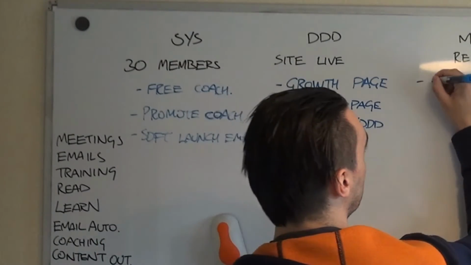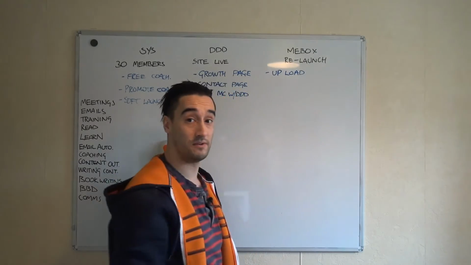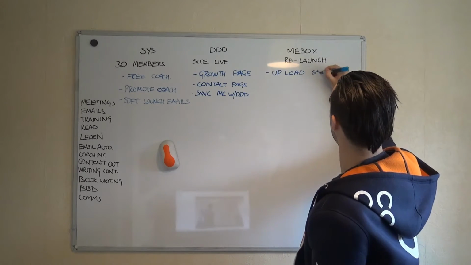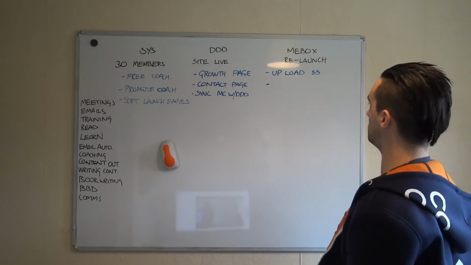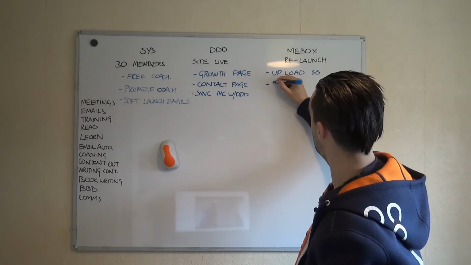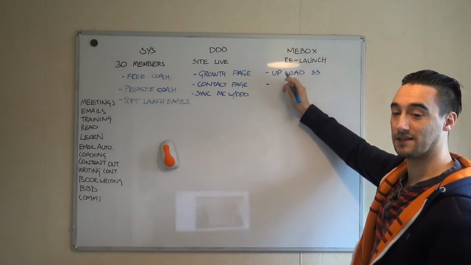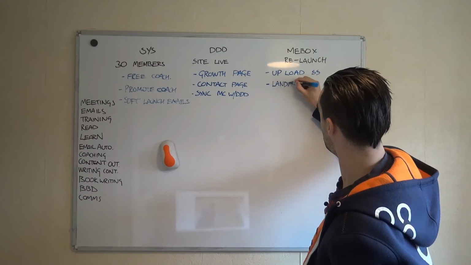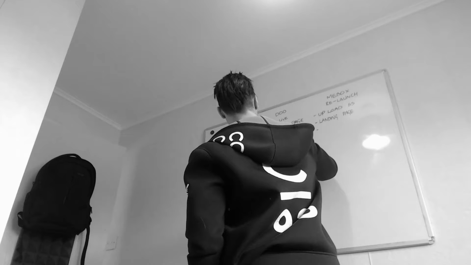Relaunch, I need to upload. So we've written a bunch of emails. We've written our launch emails. I need to upload them into SharpSpring. For the relaunch, I also need to make sure that the book, we've got a book, which is kind of like a lead magnet basically, needs to have its landing page done. Actually, let's put automation emails here, just in case we do get it done.